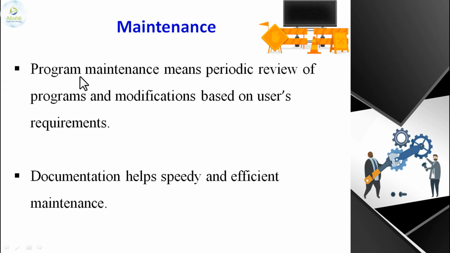Similarly, program maintenance means periodical review of programs, so that modifications can be made based on the user requirement, whatever changes the user wants in the application. That is called the maintenance stage. In the maintenance stage, we will not be developing everything from scratch. We will just be modifying or making certain alterations or changes.